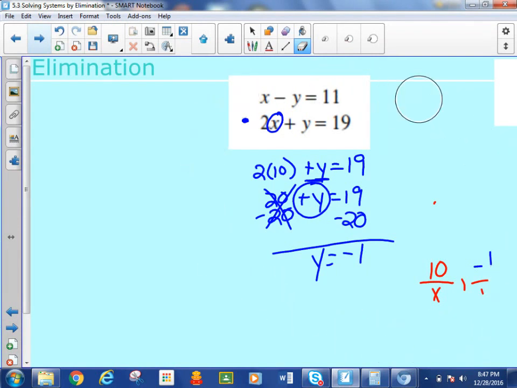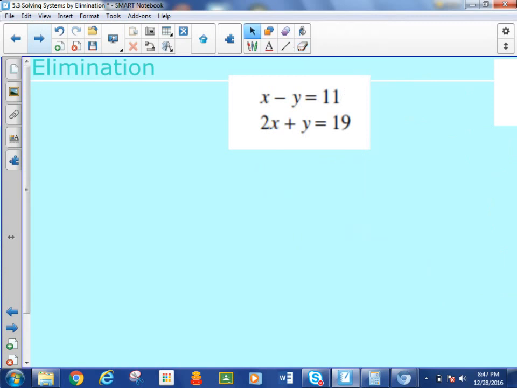Okay, so that's it for this part of the lesson, working elimination when they're giving us one of them that can cancel out. So in the next part of the lesson, we'll be learning how to go through and solve using elimination if we don't have x's and y's that are the same.